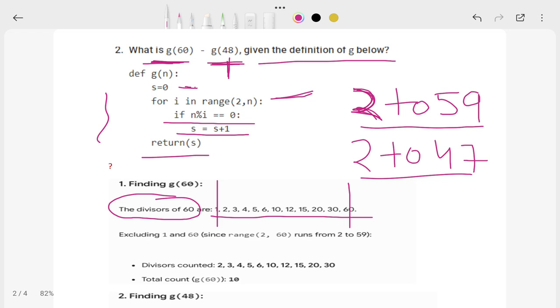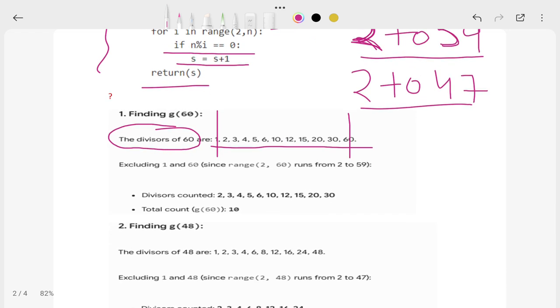Okay, I am starting from here and I have to reach up to 59, not 60. It means that total divisors are from here to here. These are total 10 divisors.